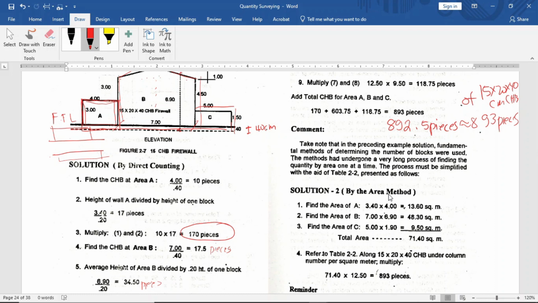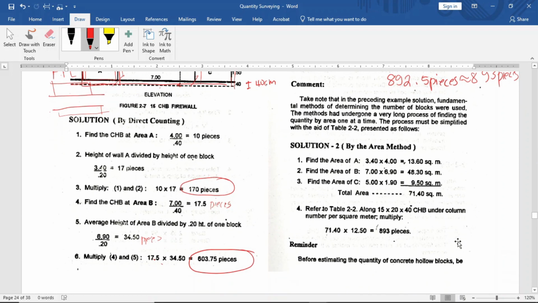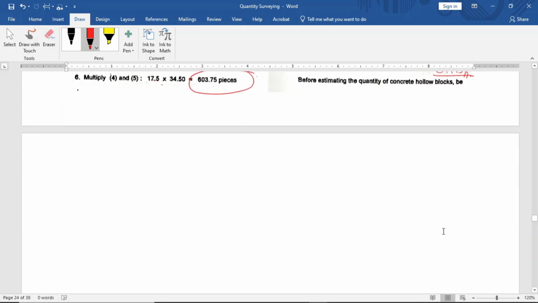So alam lang natin na in every square meter, every 1 square meter is equal to 12.5 pieces of CHB regardless of thickness. So 71.4 times 12.5 is equal to 893 pieces of CHB. So 893 pieces of 15 by 20 by 40 centimeter CHB. So, yan yung number of pieces natin.